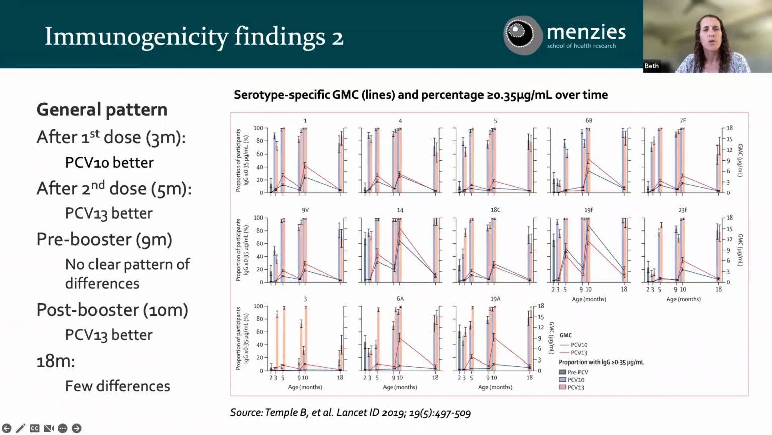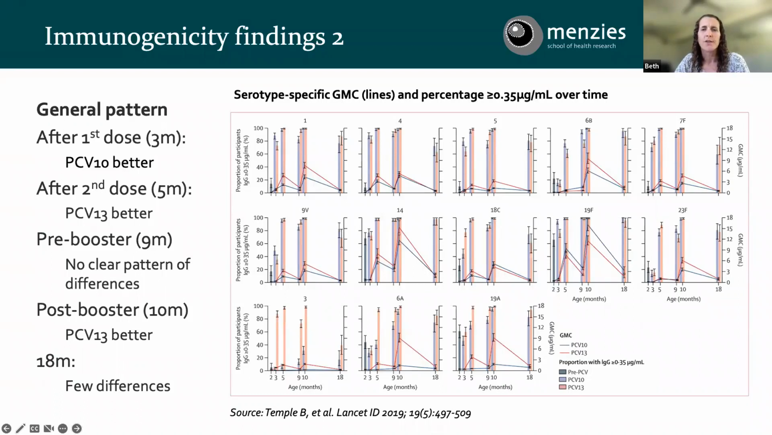What we generally found was after one dose, although this data is a little bit difficult to see on the graph, PCV10 tended to produce higher antibody levels than PCV13. And this actually represents the first comparison of a single dose of these two vaccines in infancy.